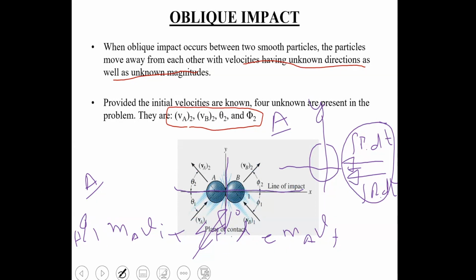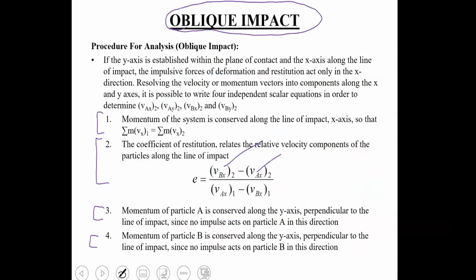Yes, sir. Okay, so whenever you are solving problems of oblique impact, they are going to be solved using these 4 steps. In step number 1, you apply conservation of momentum on the system along the line of impact. In step number 2, you apply the coefficient of restitution equation along the line of impact. In steps number 3 and 4, you apply the principle of impulse and momentum on individual particles along the plane of contact, from where you can find the 4 unknowns. And when you get all four velocity components, from them you can also determine the magnitudes and directions of the overall velocities.